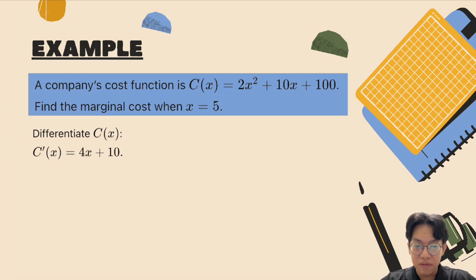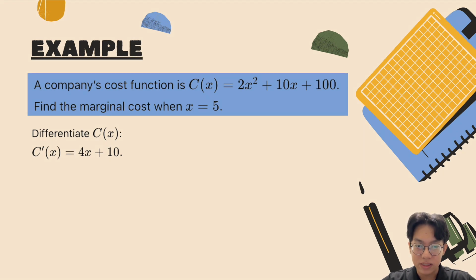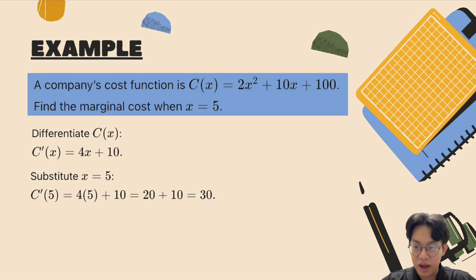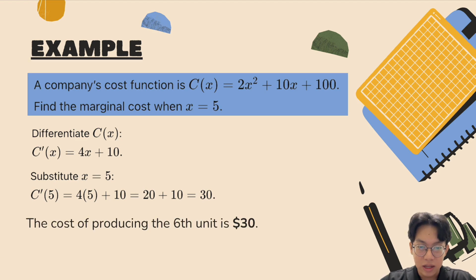First, we will differentiate C of x to get its derivative, which is 4x plus 10. Then, we will substitute x equals 5. So C prime of 5 equals 4 times 5 plus 10, which equals 30. That actually means the cost of producing the 6th unit is $30.